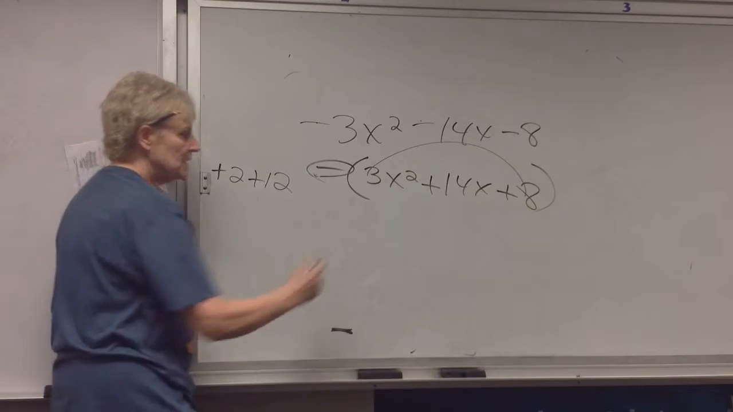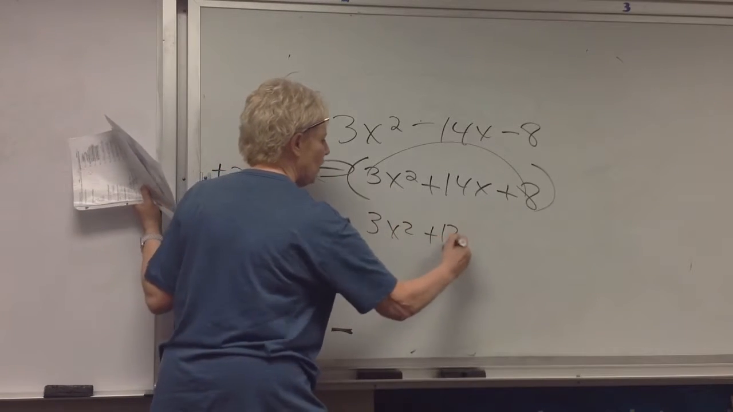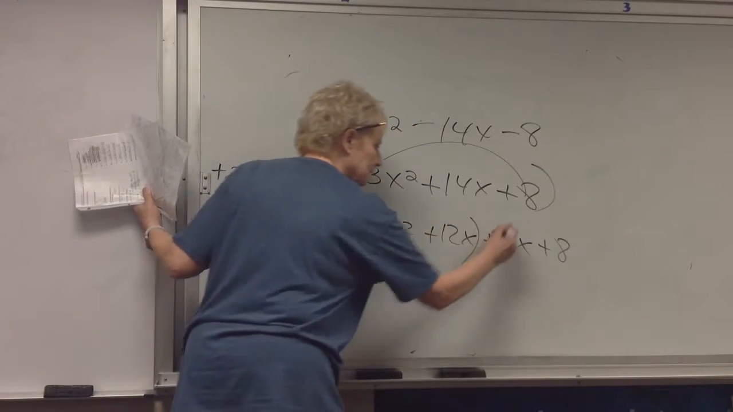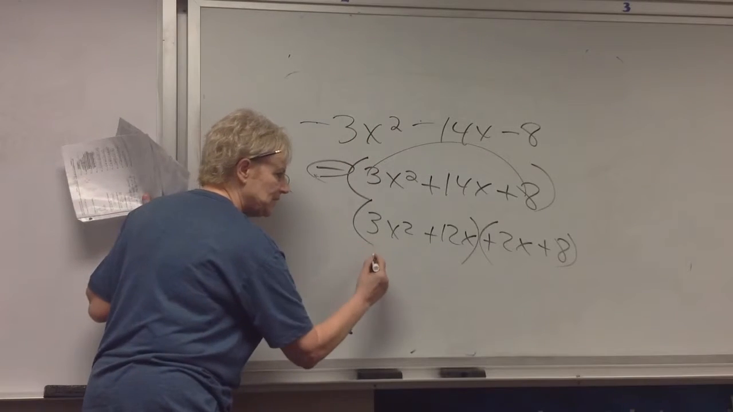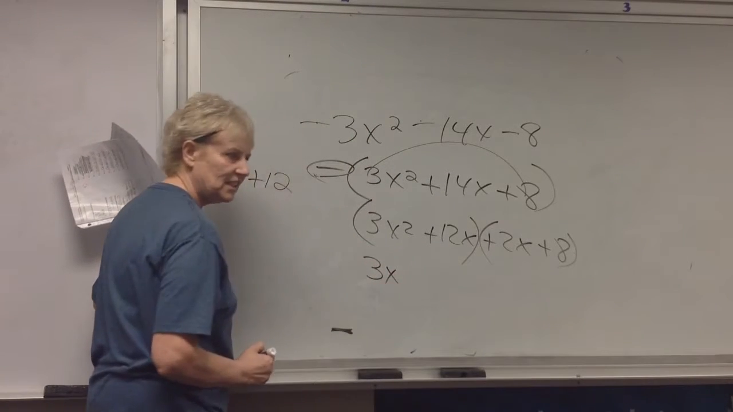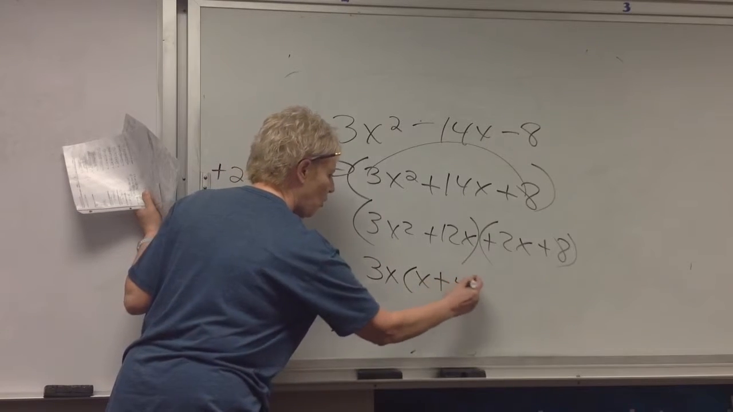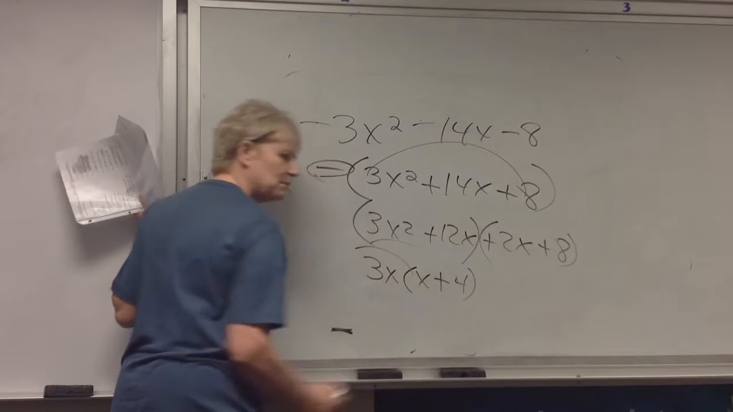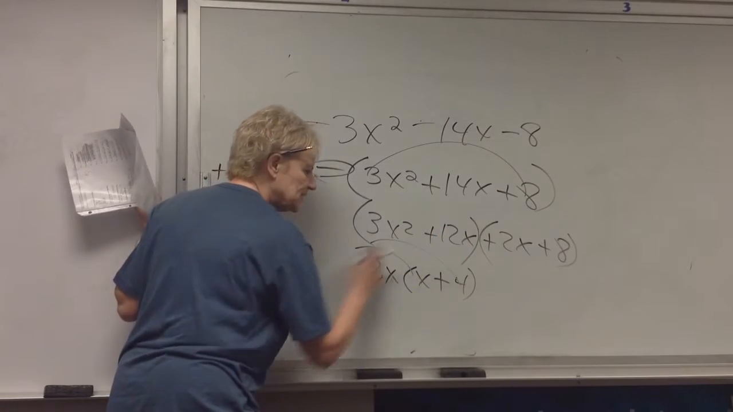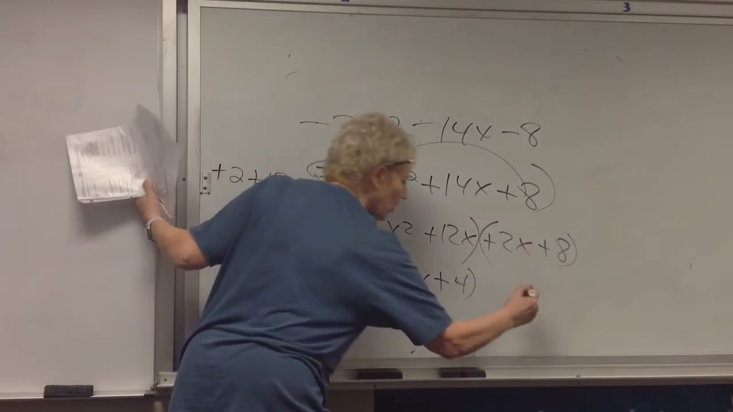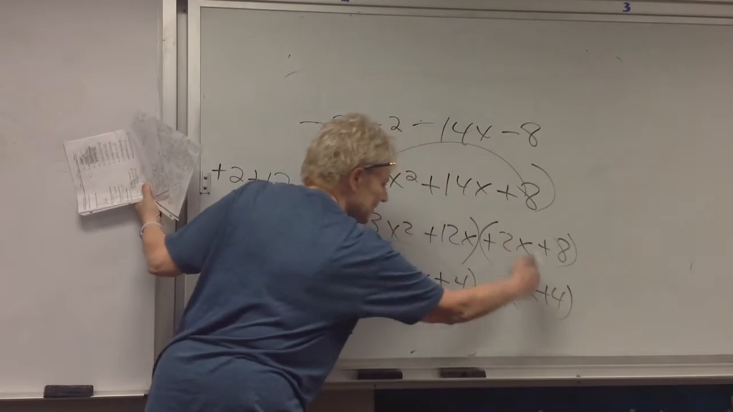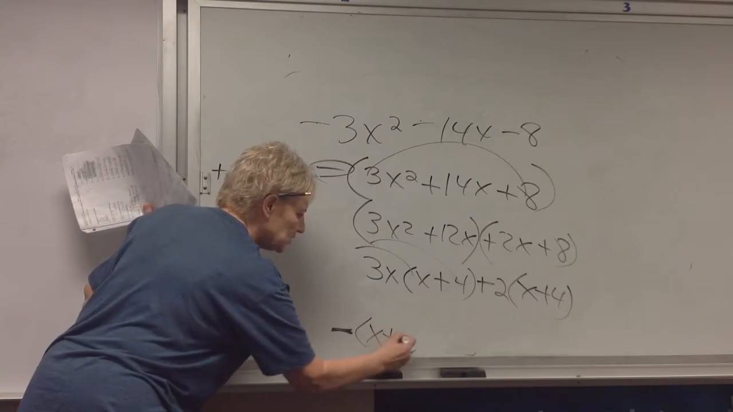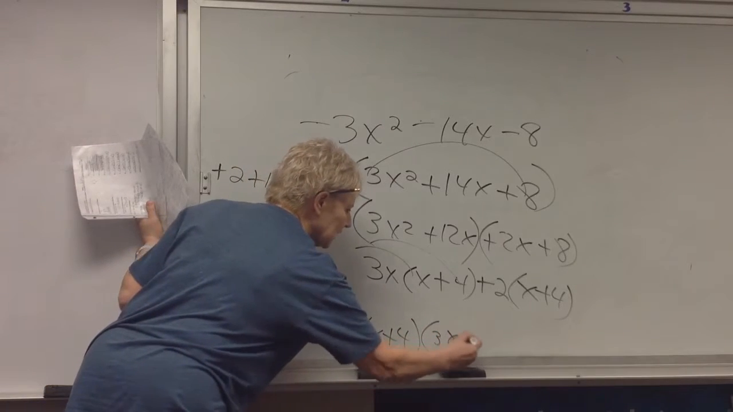Positive, positive. 3x squared plus 12x plus 2x plus 8. Okay, group it. The greatest common factor is 3x. x plus 4. Now, 3x squared, 12x. Always do that before you move on. All the mistakes happen right here. No, not all, but you know what I mean. Okay, and that is a positive 2. Final answer, x plus 4, 3x plus 2.